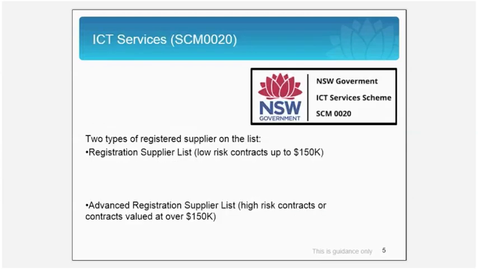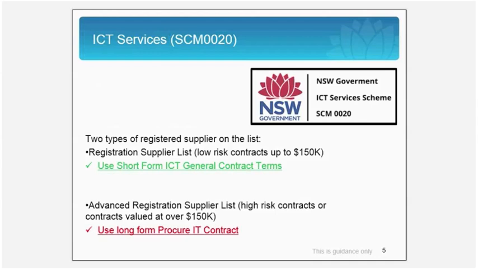There are two categories of suppliers on the ICT Services Scheme. Registered suppliers who are signed up to provide services for contracts which are up to $150,000, which are deemed low risk, and advanced registered suppliers who can be engaged for work over $150,000, essentially considered high risk. When engaging with suppliers on low risk contracts, you should use the short form ICT general contract terms. But when you engage suppliers on high risk contracts, you will need to use the long form Procure IT contract.